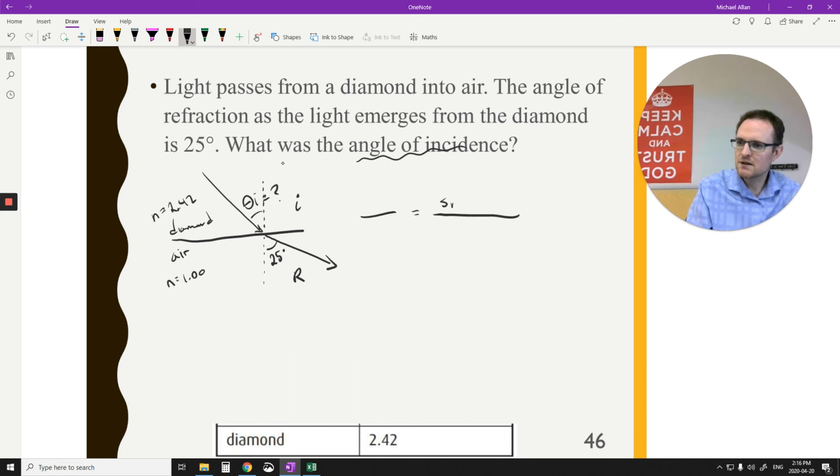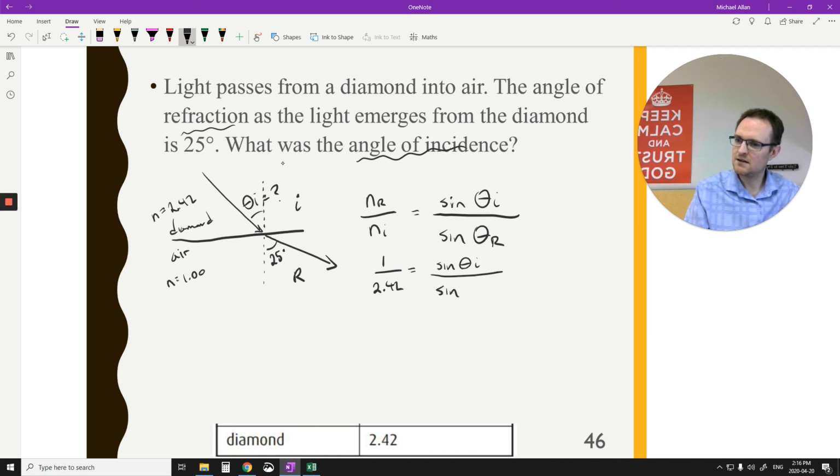Okay. So I'll write on this side first, sine theta I, which we're trying to find, or sine theta R, which we know, because it tells us the angle of refraction. So on the other side, you have to make sure these flip. So this would be nR over nI. Okay. So nR is 1, nI is 2.42. And on the other side, we have sine theta I, which we're trying to find, and then sine theta R, which is 25 degrees.